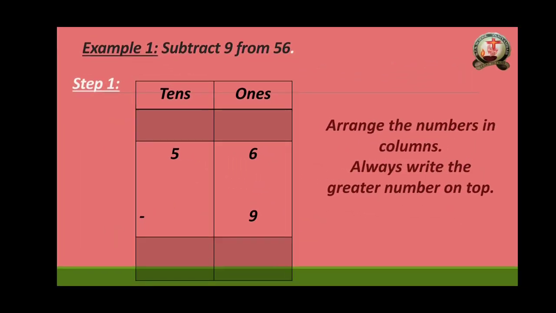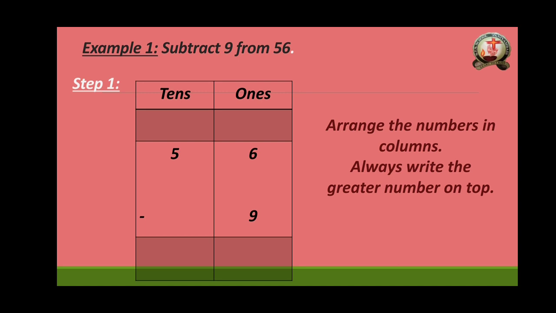So see here, example 1 is subtract 9 from 56. As we saw in without regrouping, this is subtracting a 1-digit number from a 2-digit number, like that this example is. So what we have to do first is arrange the numbers in columns. Always we have to write the greater number on top, that we all know, right? So the first step is to arrange the numbers in ones and tens columns, and write the greater number on top.